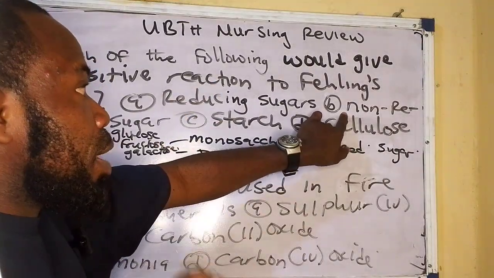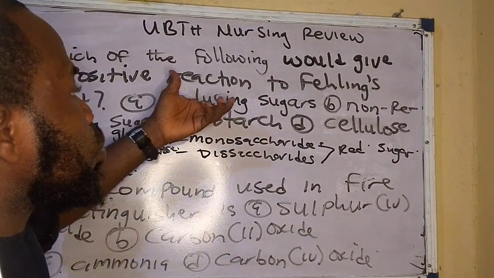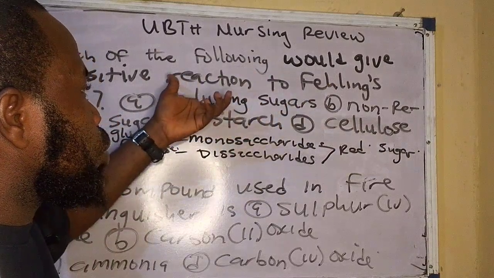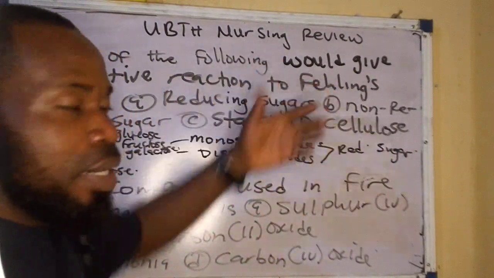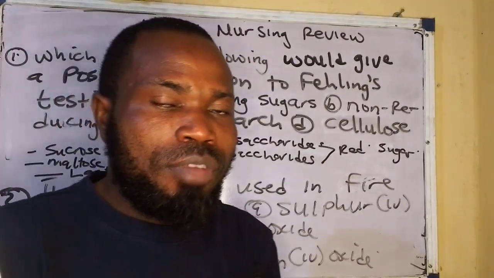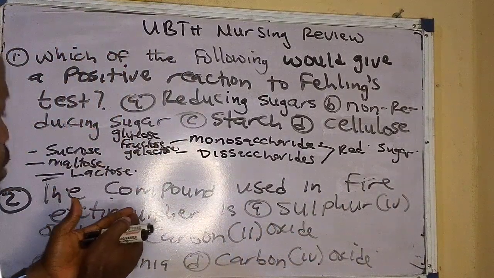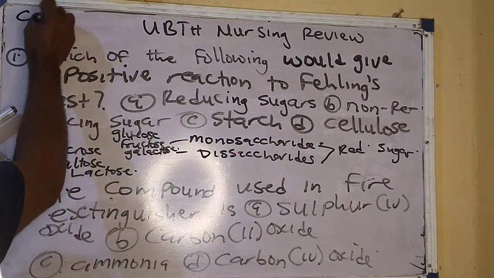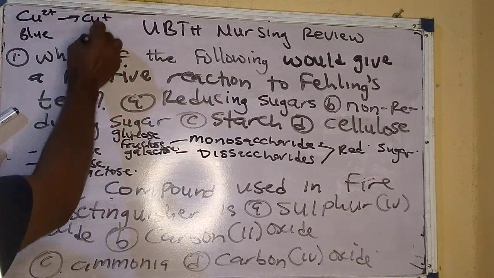Now that's where the answer is coming from. Fehling's solution is actually used to test for what? Used to test for reducing sugars. You get it now. Fehling's solution is to test for reducing sugars. Normally Fehling's reagent is blue. So if I use it to test for reducing sugar, the color will actually change from blue to what? To brick red, due to the conversion of copper 2 plus to what? To copper 1.